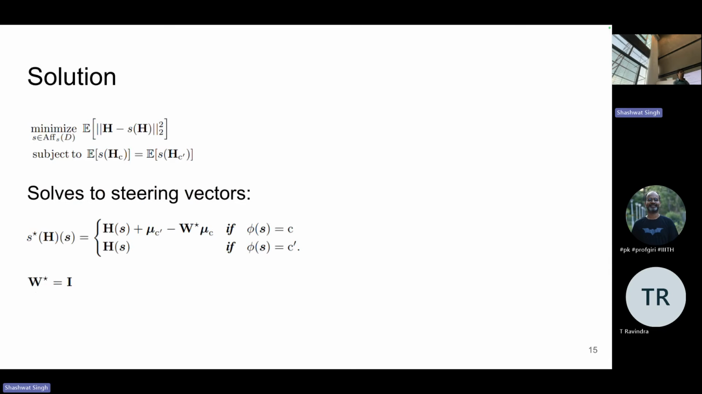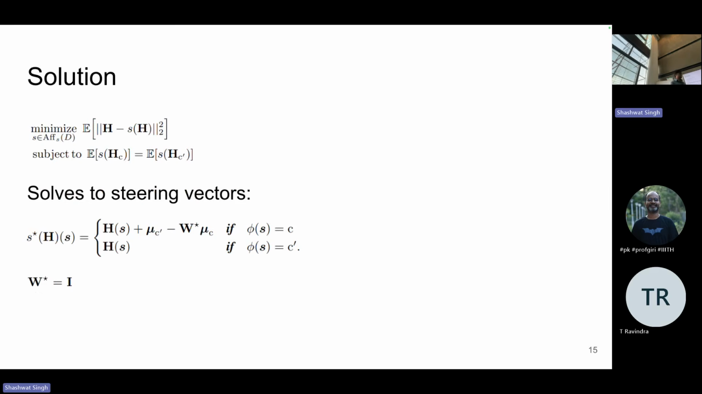So your main solution. So you're saying H. So you're doing a mean square between H and all possible affine functions of H, and you want to equate that subject to the constraint that the affine map of H_C should be equal to H_C'. So H_C would mean some subpart of H, I believe, which you want to preserve. Yeah, so my understanding would be... No, we are preserving C'.